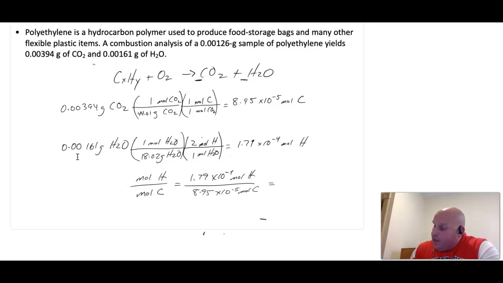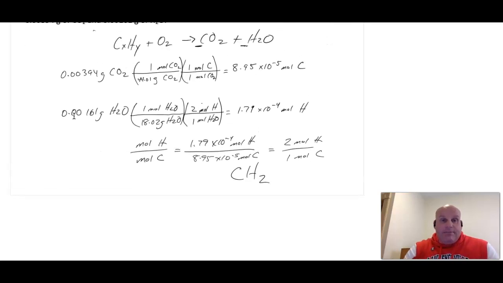That tells me 2 moles of hydrogen for every 1 mole of carbon. And that means our empirical formula here in this problem, the hydrocarbon we had, was CH2. That's the hydrocarbon we would end up with based on the amount of carbon dioxide and the amount of water that was collected in this combustion analysis.